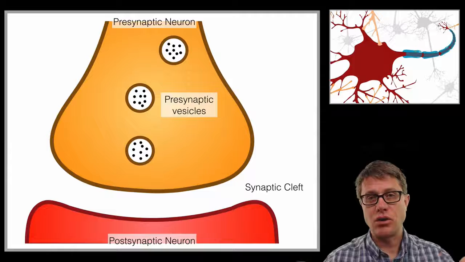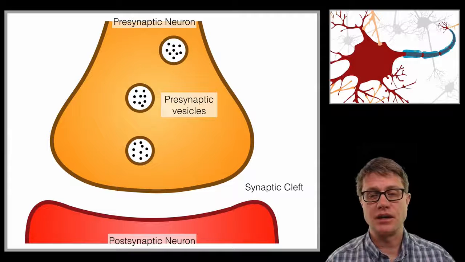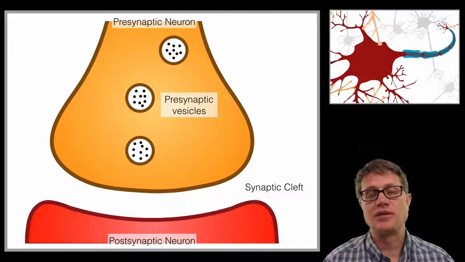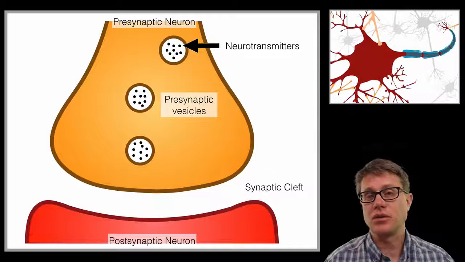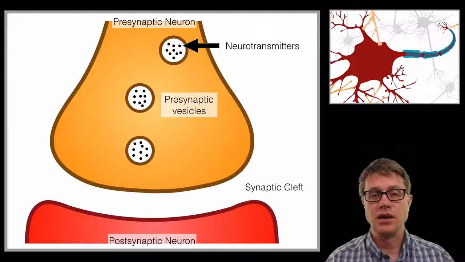Now there are structures that hold this in place. It's not just floating there. On the inside of that terminal bud, we have synaptic vesicles, and those are filled with neurotransmitters. Those are different chemicals, chemical messages that can be sent across that synaptic cleft.